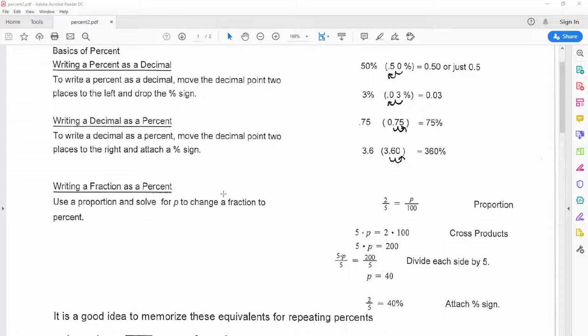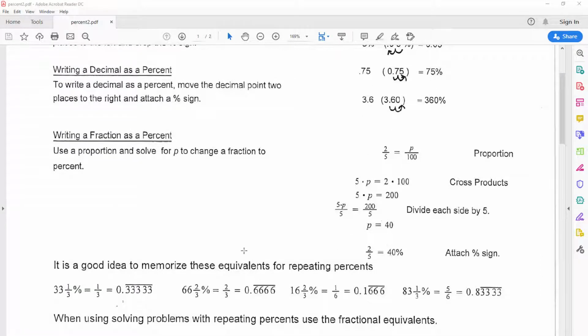Next one here is writing a fraction as a percent. As a fraction, it's going to be some portion of 100. So I'll take my fraction and set it equal to some portion p over 100. And then I go ahead and solve for p. Whatever the p is, that's my percent. I cross multiply and divide. So 2/5 is the same thing as 40%.